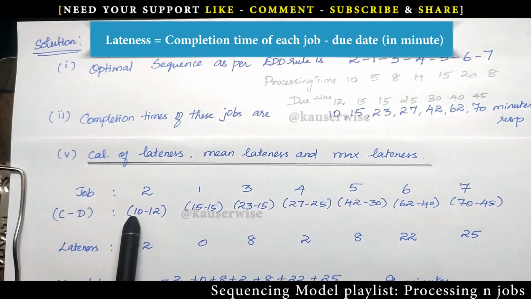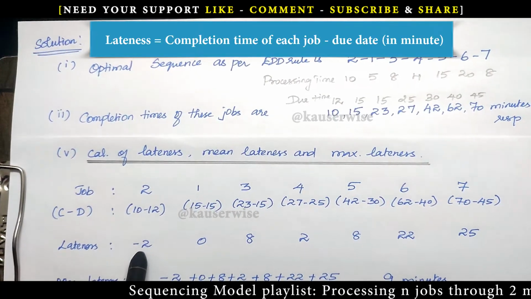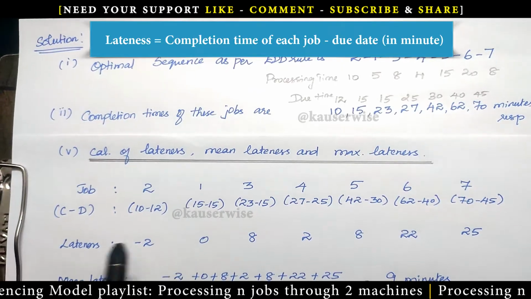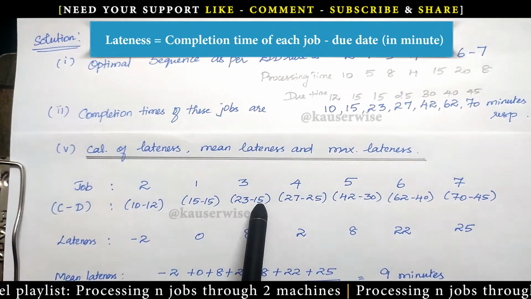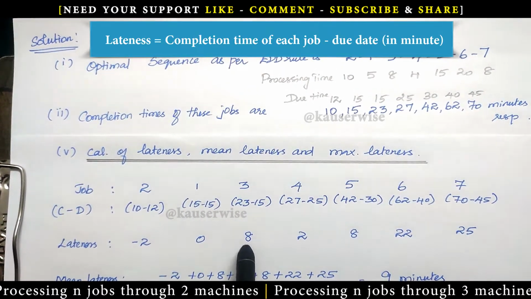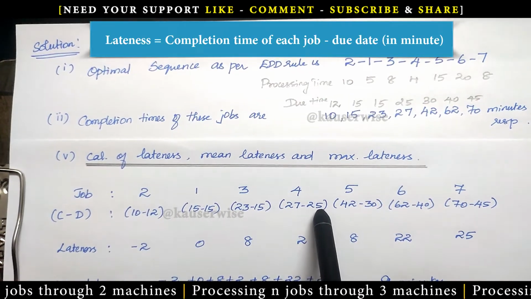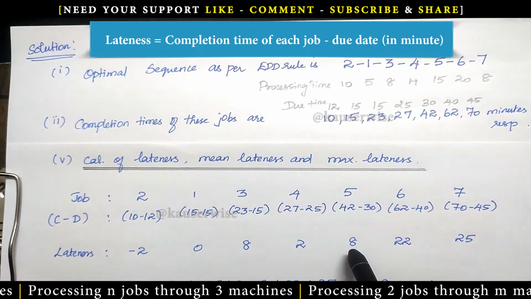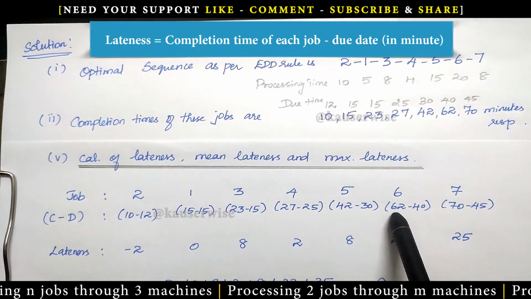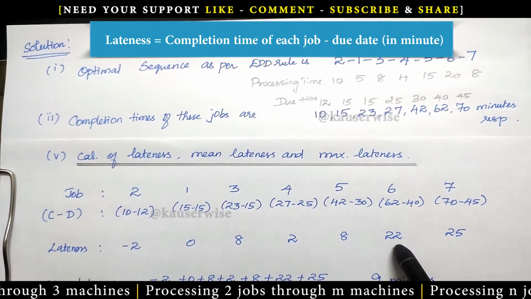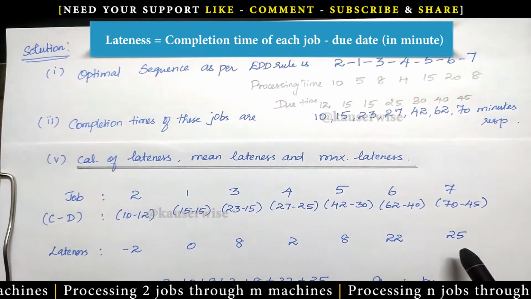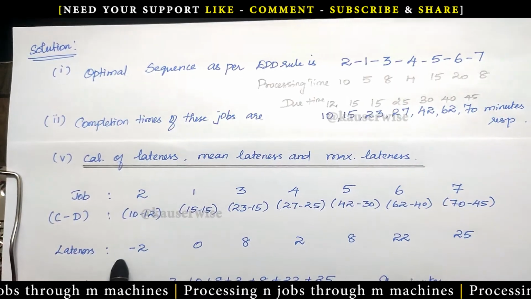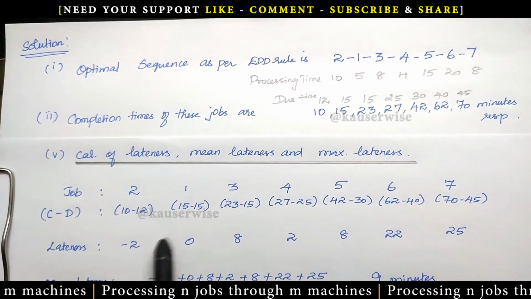Okay, first one 10 minus 12, minus 2, so no late. Second one 15 minus 15, 0, no late. Next 23 minus 15, 8 minutes late. Okay, and then 27 minus 25, 2 minutes late. Then 42 minus 30, 12 minutes late. Then 62 minus 40, 22 minutes late. Then 70 minus 45, 25 minutes late. Okay, so this is the way to calculate lateness of each and every job individually.